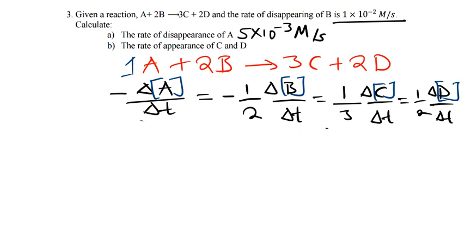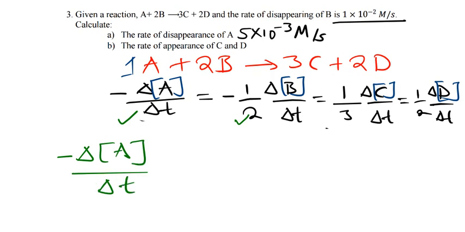What are the options? We now have the rate of disappearance of A, and then we also have the rate of disappearance of B. Now we can use either of the two that we want. What we want to find now is the rate of appearance of C. So I'll go just for A now. Negative change in concentration of A over change in time, sorry, should be equivalent to 1 over 3, and then the change in concentration of C over the change in time.